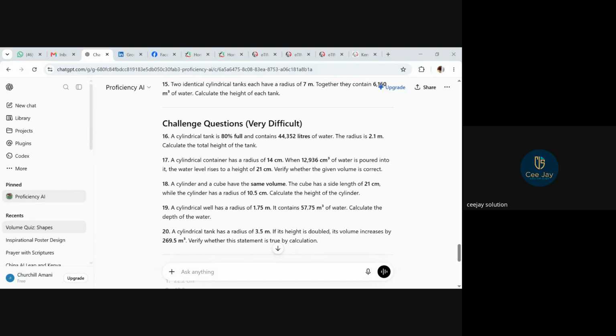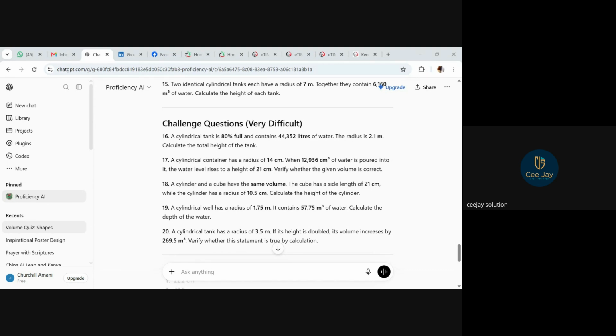So if they say find the surface area of a closed cylinder, what you do, you find the area of two circles, the top and bottom. Basically, if you find the area of the top, you multiply it by 2. Example, the area of the top is 154 centimeter square. For both top and bottom, you multiply the area of the top times 2, and it will give you 308.